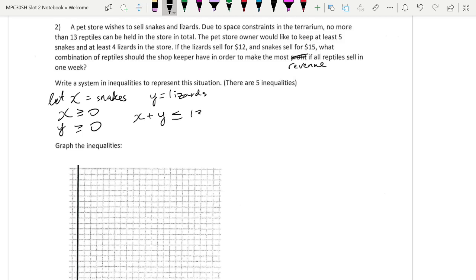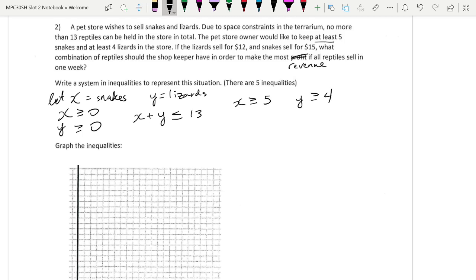Oh, 13, sorry, 13. And the owner would like there to be at least 5 snakes and at least 4 lizards. Are those the 5 equations that you got?